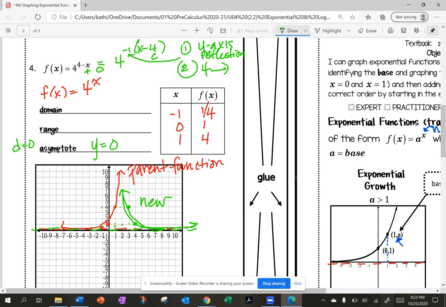Okay, so answering my questions, what's my domain? Domain are all real numbers. My range is all the values y can be, and I am just above the asymptote, so that is y is greater than 0. Okay, that's it.